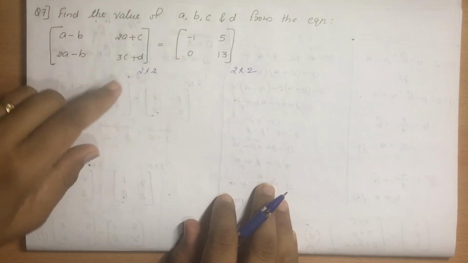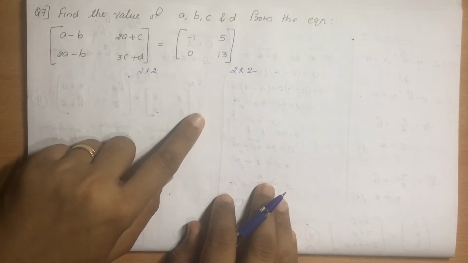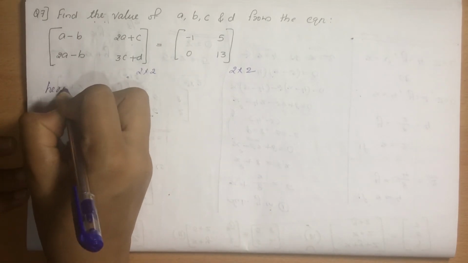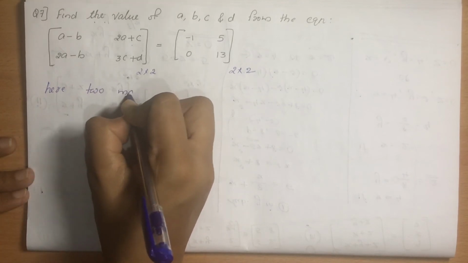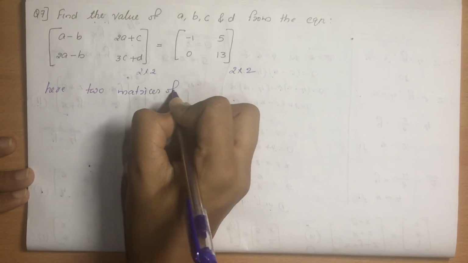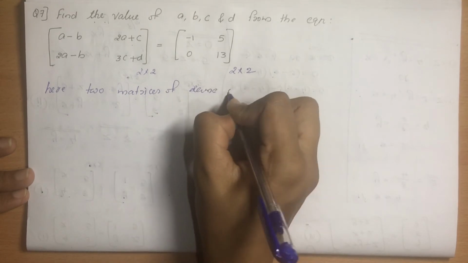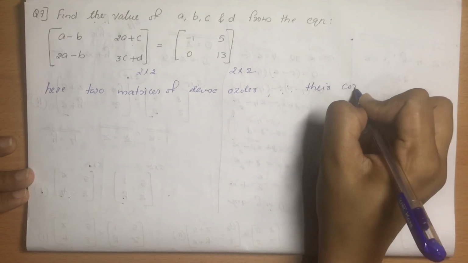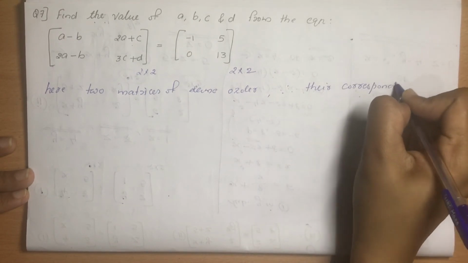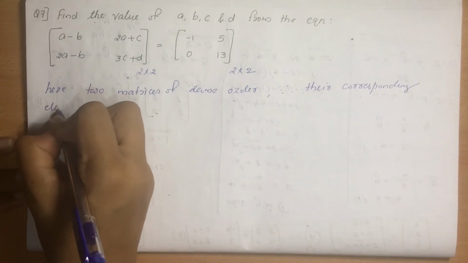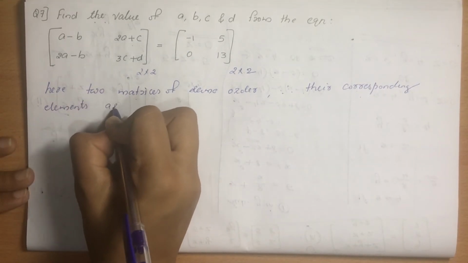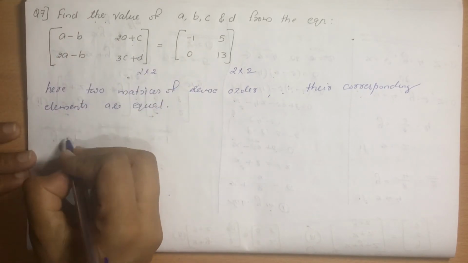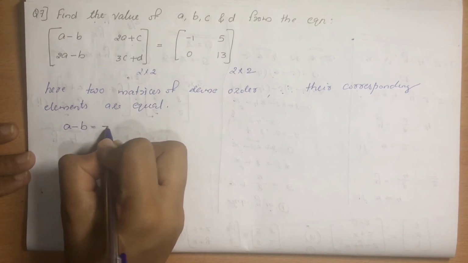So from here it is clear that if two matrices are of the same order, then the corresponding elements are equal, correct? Here two matrices of same order, therefore their corresponding elements are equal, we can write. That means a minus b equal to which one? Minus 1. a minus b equal to minus 1.